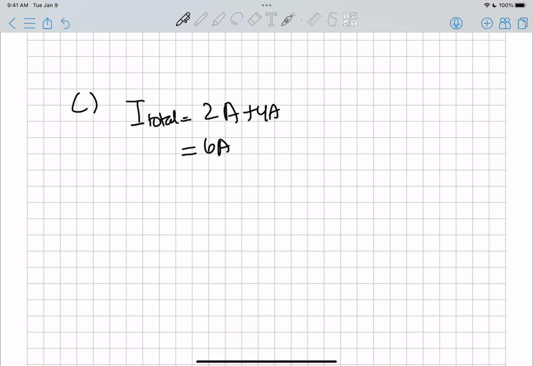But the junction rule is a lot simpler than the loop rule, because it just tells you that your currents have to add up or reunite once you go through a branch like that. Whatever goes in has to come out.